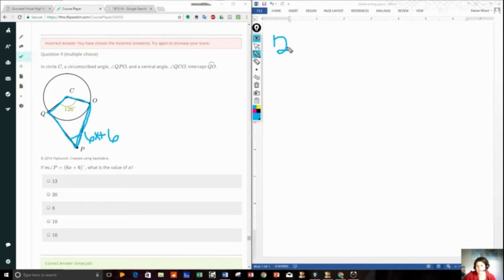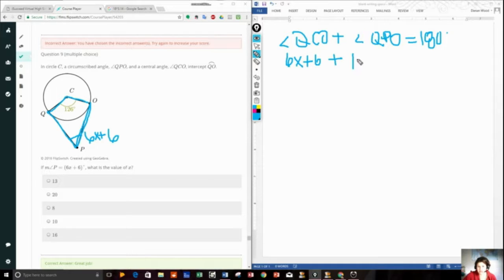So we have 126 plus, alright, I'll write this all the way out. We have that angle QCO plus angle QPO is going to equal 180 degrees. So then the angle QPO is 6x plus 6 plus the angle QCO is 126 degrees, and that's going to equal 180.